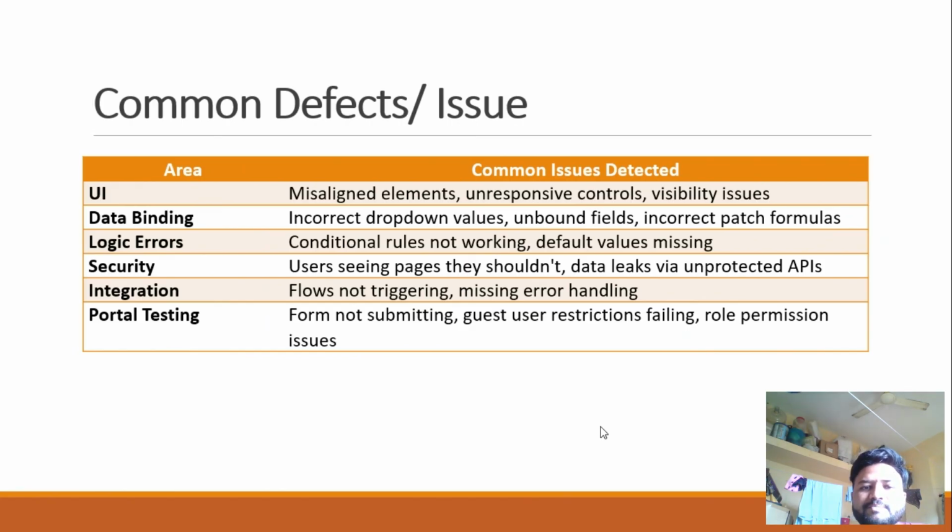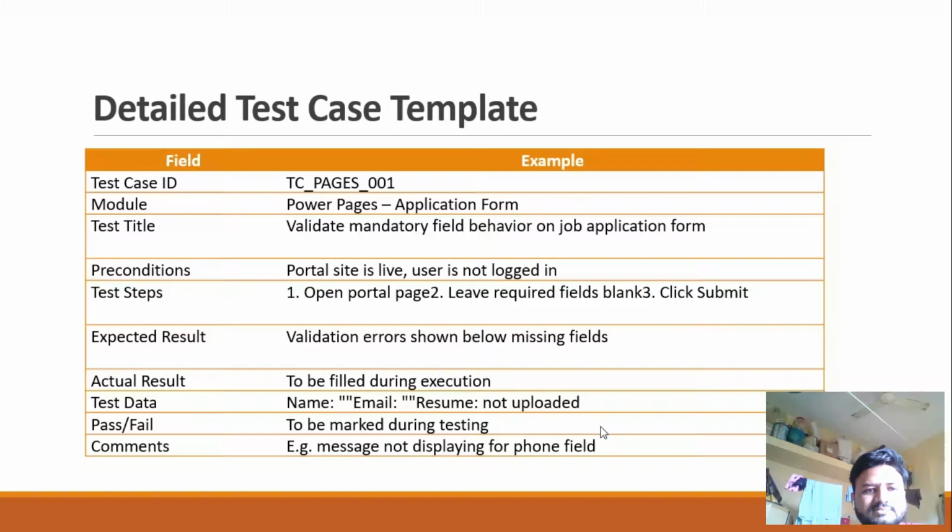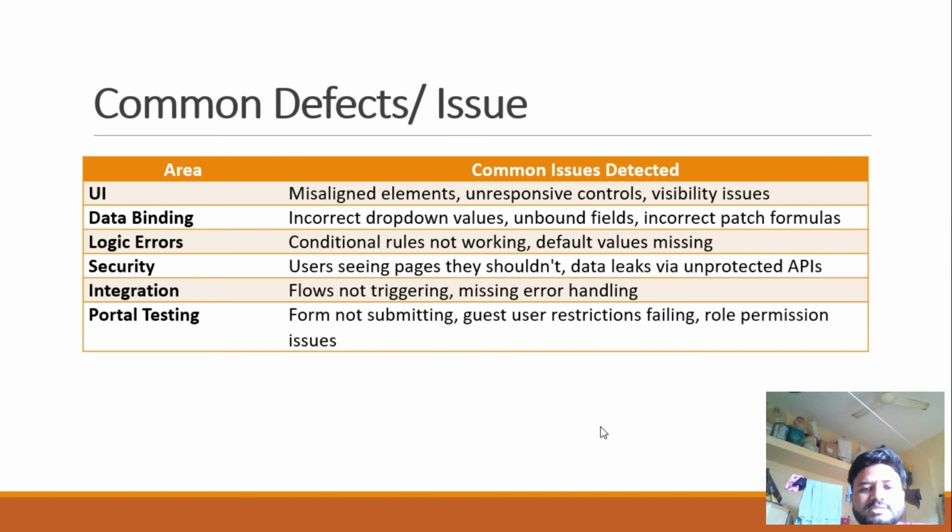The security: users see pages they shouldn't. Might be some users have access to the HR data or admin level access. Data leaks via unprotected APIs. The integration: the flows might not be triggering or missing error handling. The portal testing: the form not submitting correctly, the user restriction failing, role permissions likewise.